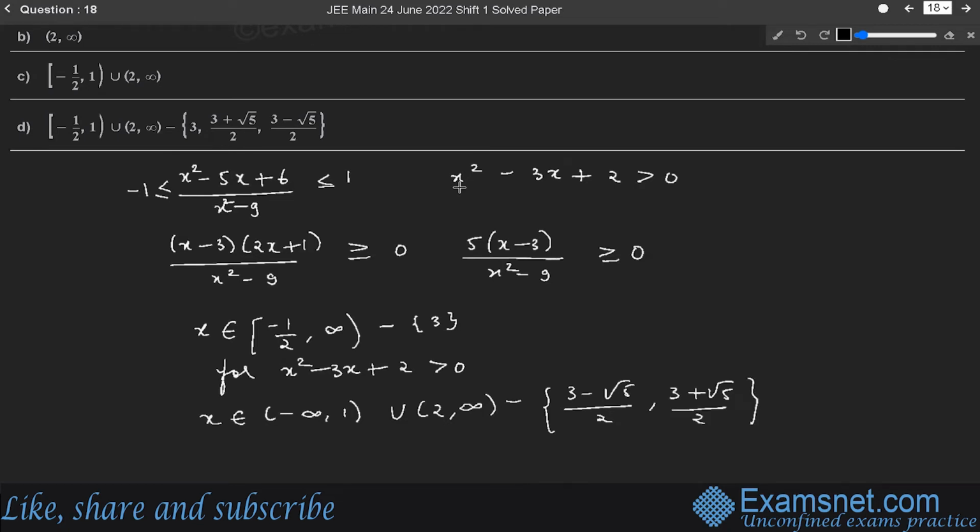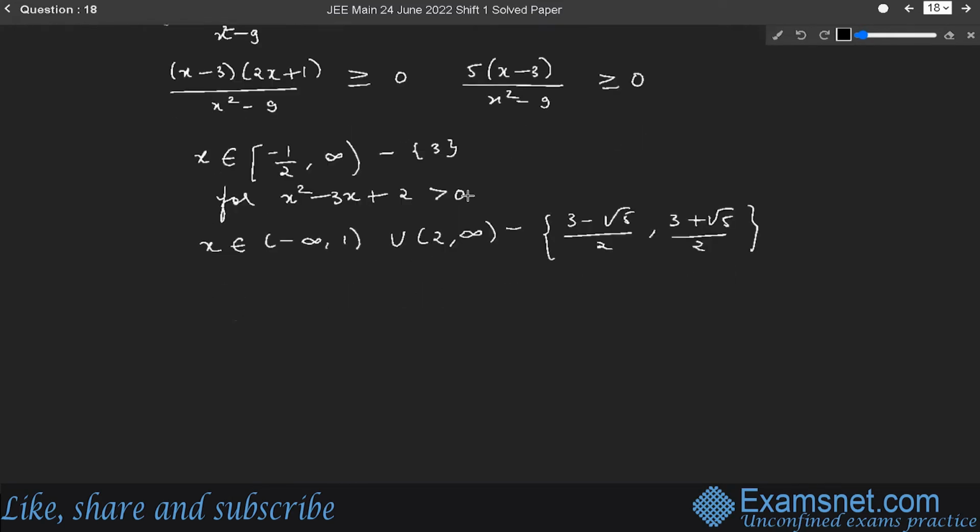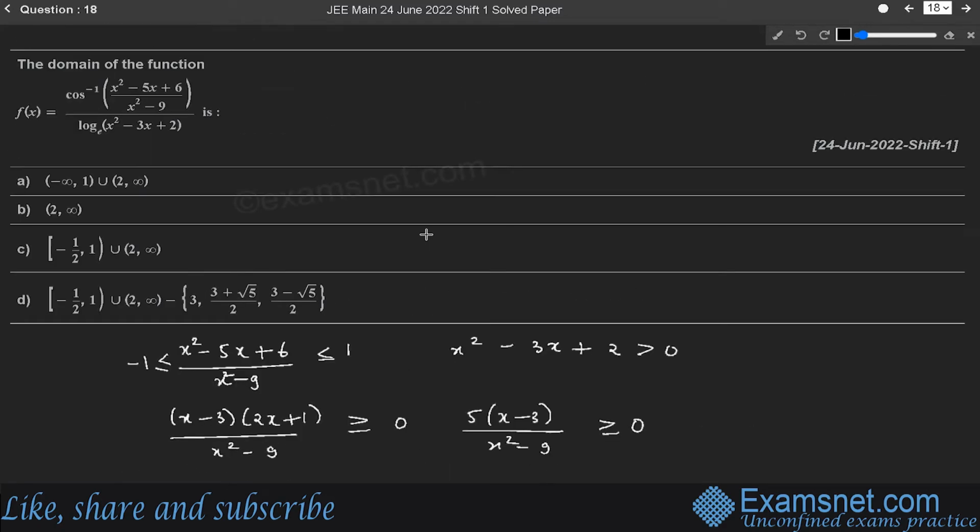Now, combining the two solution sets, which is taking the intersection, we can say that x belongs to (minus 1 by 2, 1) union (2, infinity) minus {(3 minus root 5) by 2 and (3 plus root 5) by 2}. So we can say that this is the required domain for the given function f(x). Hence, the correct option here is option number D.